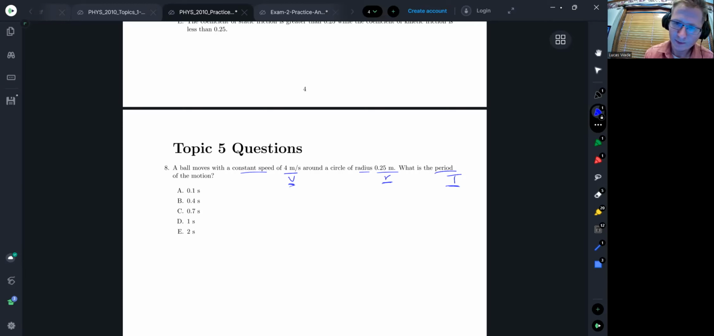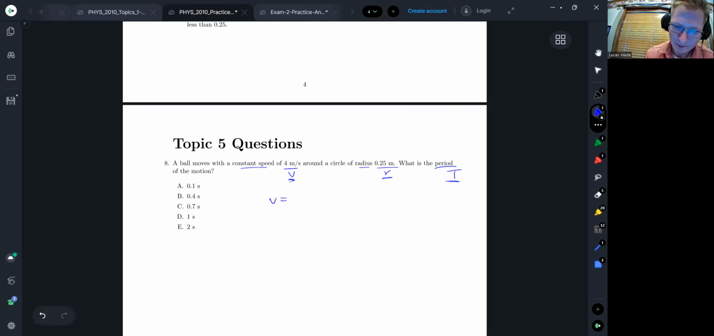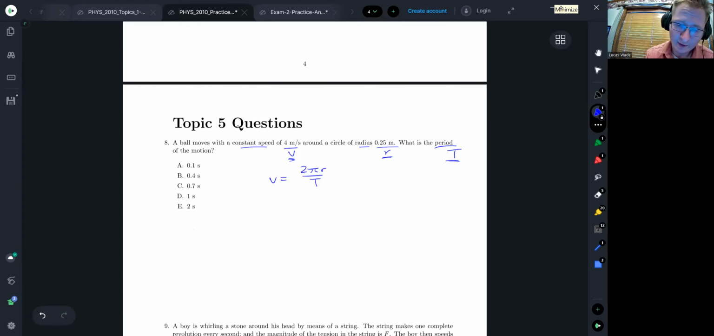Yep. It's looking good. So this one. Yep. And so where that previous equation came from is that we're just trying to find the period of that motion. So we want to get t on its own. We multiply both sides by t. That gets rid of the one over on the right. And then we divide both sides by v to get it not with the t, because that's what we want to solve for. We do that, we end up with 2 pi r over v, or 2 pi times 0.25 meters over 4 meters per second.